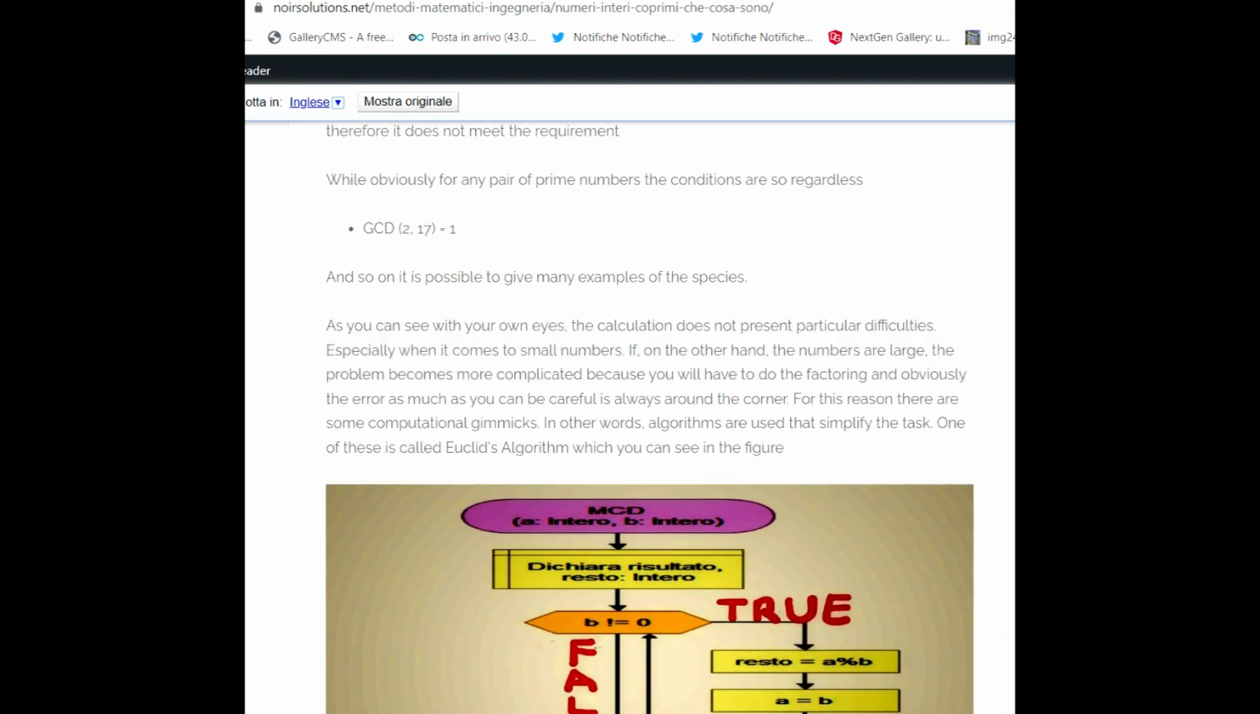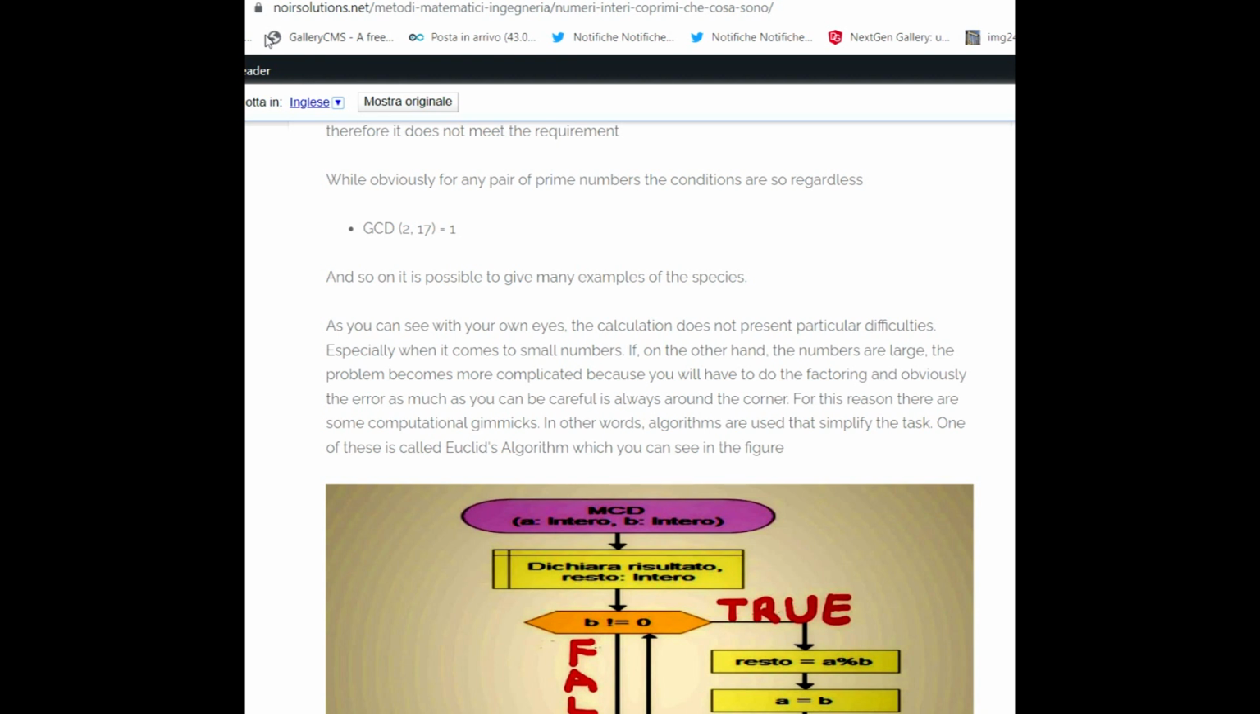As you can see, the calculation does not present particular difficulties, especially with small numbers. If, on the other hand, the numbers are large, the problem becomes more complicated, because you will have to do the factoring, and the error, as careful as you can be, is always around the corner. For this reason, algorithms are used that simplify the task.